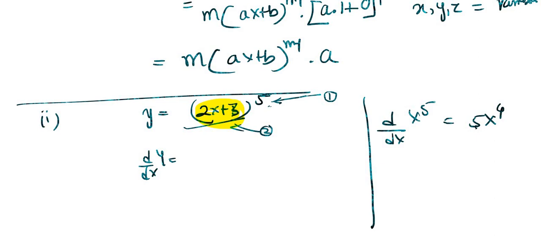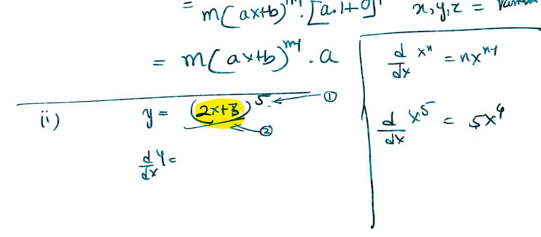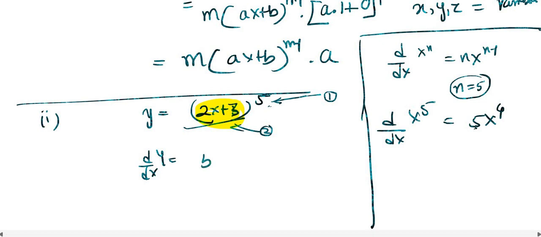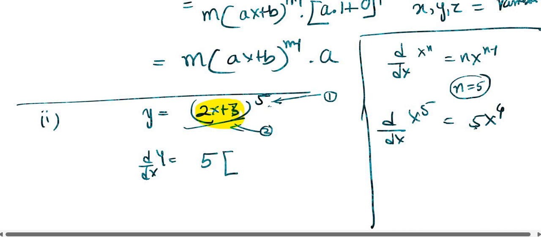I am using this formula, guys. If you remember, d by dx of x raised to power n is nx raised to power n minus 1. I am using it here where n is 5. So if you use it, you will get this. In 11th grade, we learned it, right? So this will be 5 times x power 4. Correct? It was the same, x power 4.